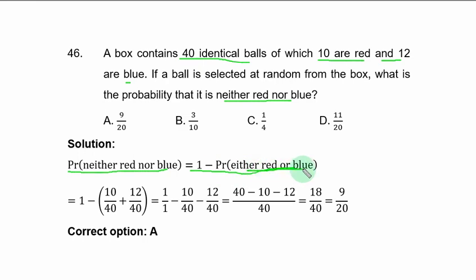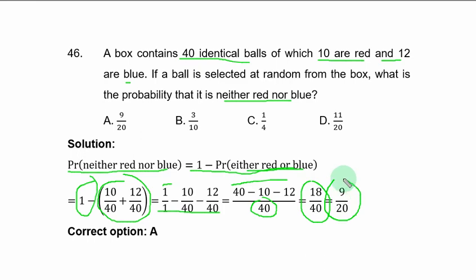So probability red is number of red balls over total. So you have 10 red balls over 40 plus that of blue, they are 12 over total, that is 12 over 40. So this sum, you subtract it from 1. If you open the bracket, you simply have this. The LCM is 40. Divide 40 by 1 is 40 times 1. You have 40 minus 10 minus 12, and that is 18 over 40. Divide by 2, you have 9 over 20. So A is the correct option.